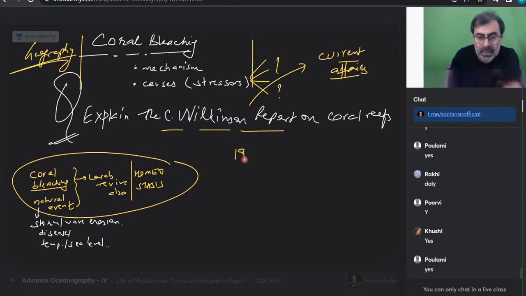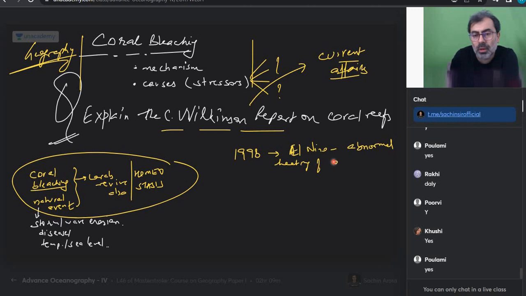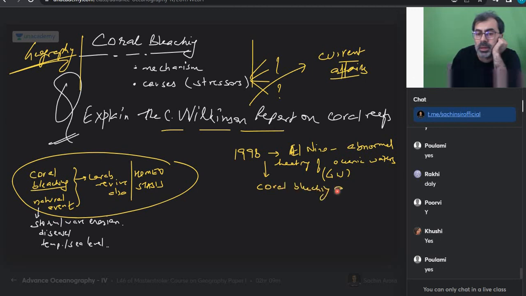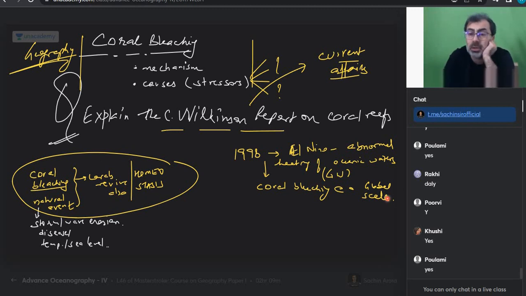But in 1998, an El Nino event led to an abnormal heating of oceanic waters. Get it? Abnormal heating of oceanic waters because of global warming. And we saw coral bleaching at a global scale. Coral bleaching at a global scale.